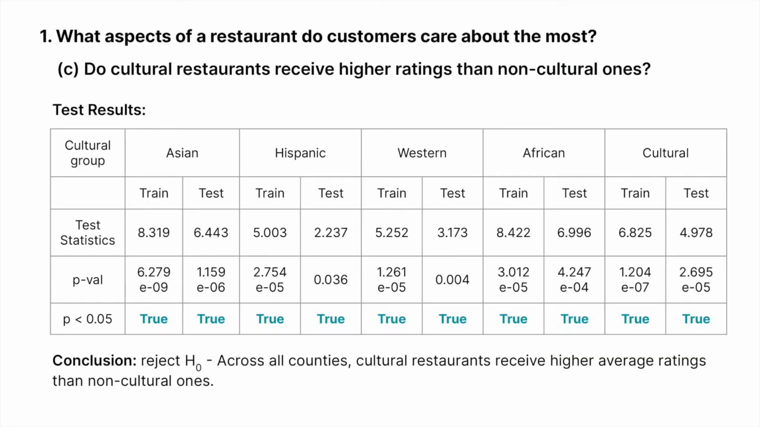And here's the table showing the test results. We can see that for each cultural group, the t-test in both train and test dataset leads to statistically significant results with low p-values. Thus, based on the test statistics and the p-values, we conclude that cultural restaurants do receive higher ratings than non-cultural restaurants on average.